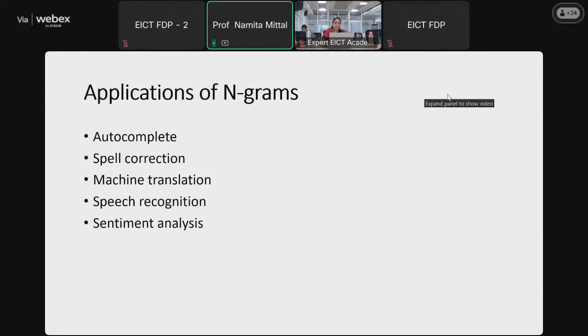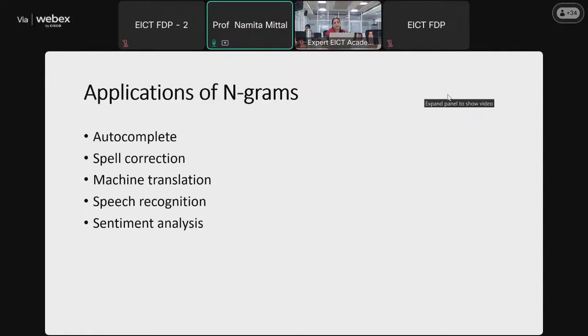But the question is utility. Yes, we find the use of n-grams everywhere. Autocomplete, you must be using this without writing anything. It completes your sentence. It completes the word. It corrects your spelling, right? The question must be coming to mind: how does the correction of spelling happen?